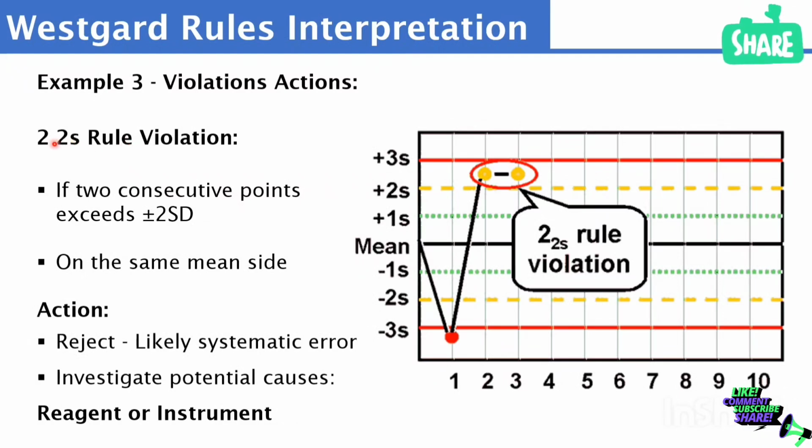So you have a 2-2S rule violation. What does it mean? That means we've done the test 2 times. Look at it, they are on the same side. So if 2 consecutive points exceed plus or minus 2 standard deviation, remember it can also be here. Once they are on the same side and they are more than plus 2 or minus 2 standard deviation, something is wrong.